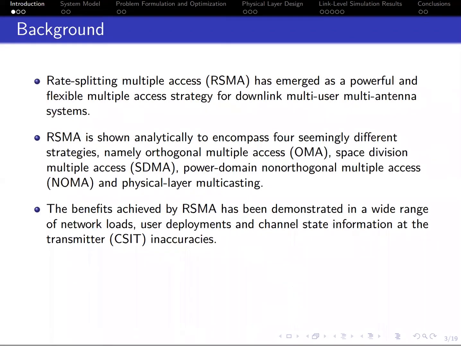RSMA has recently emerged as a powerful non-orthogonal transmission and interference management strategy for multi-antenna wireless networks. It is shown analytically to generalize and encompass four seemingly different strategies, namely orthogonal multiple access, space division multiple access based on linear precoding, power domain non-orthogonal multiple access, and physical layer multicasting.